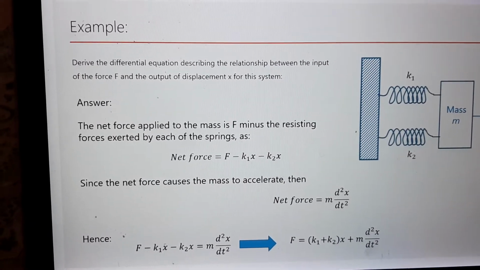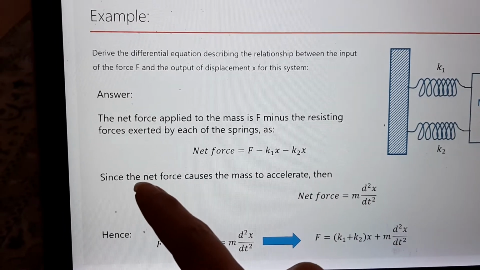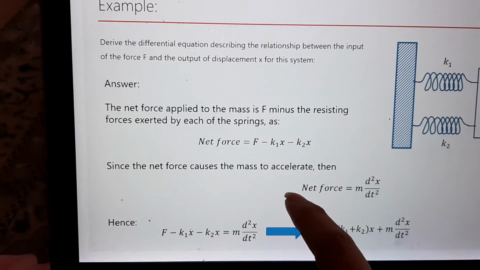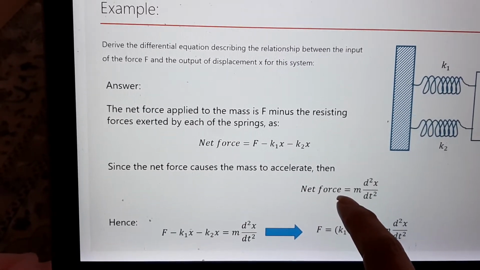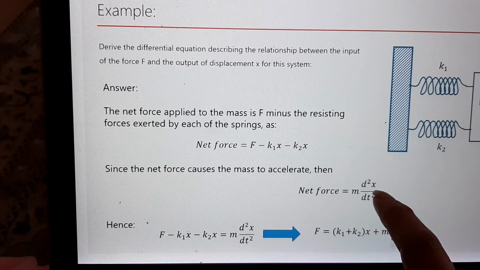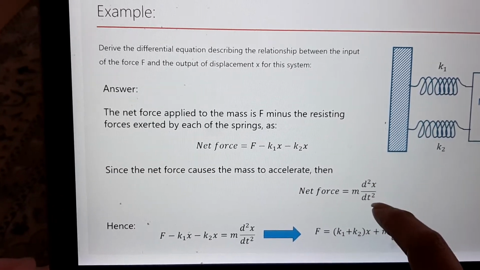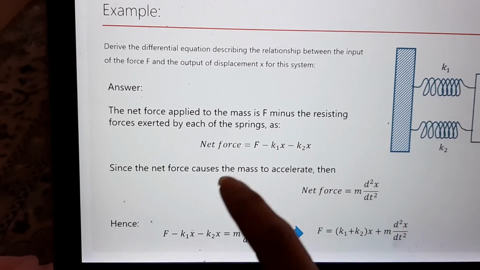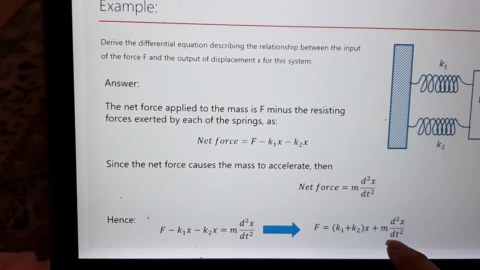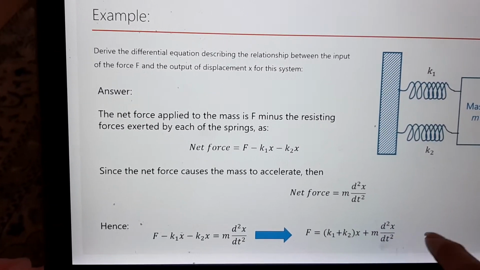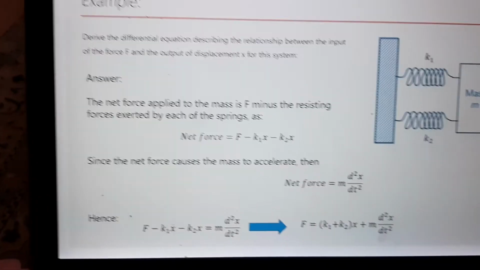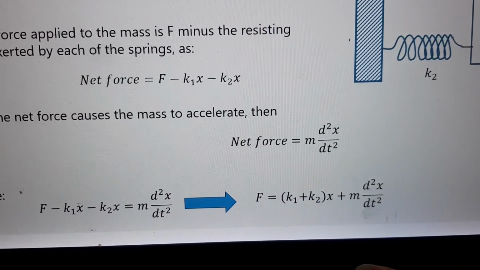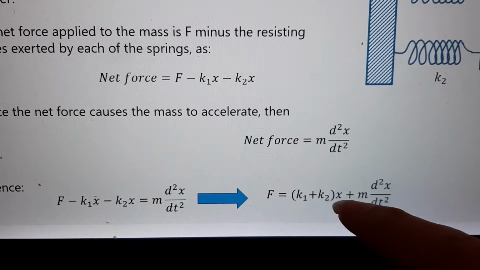On the other hand, we know that the net force is the force that is causing the mass to accelerate. So that net force is also at the same time equal to m times the second derivative of x with respect to t. So when we put this one here and this one here equal to each other, we end up with this equation, and this will be our differential equation. As you can see, because we have two springs, we have K1 plus K2. This part is very important.